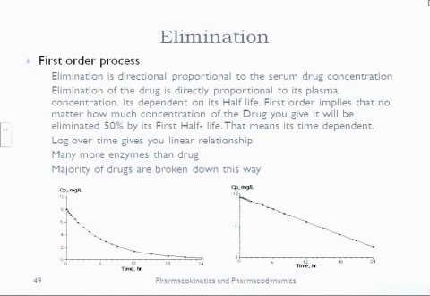Now, elimination in a first order process is directly proportional to the serum drug concentration. At this point, there are enough enzymes that whatever you throw at it, it'll take care of it. It has more than enough numbers to handle whatever you give it. So it forms a much more gradual curve that rapidly gives you more of the elimination in half time, and it becomes linear when you do the log curve. Okay? Many more enzymes than drug. The majority of drugs are broken down this way.